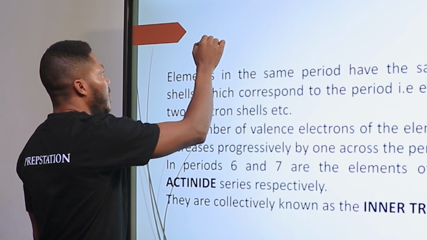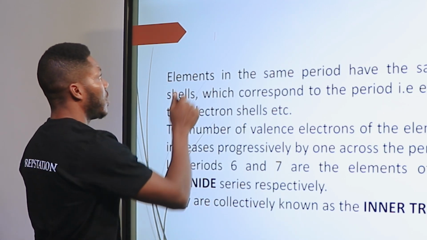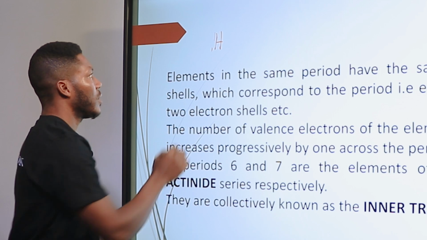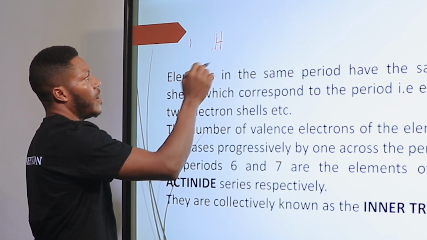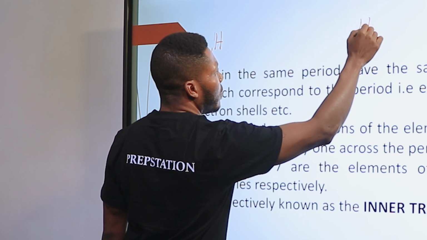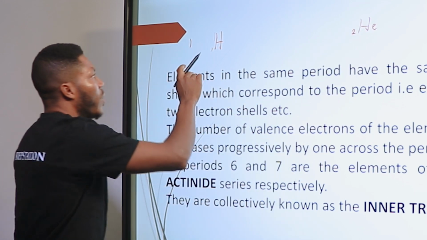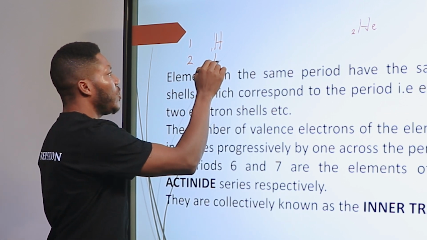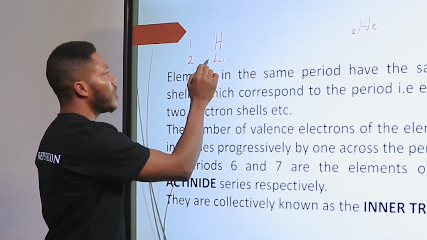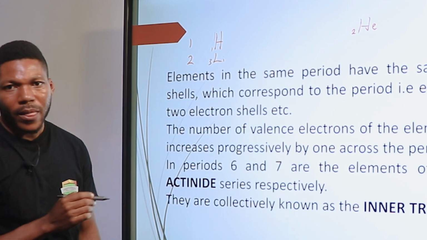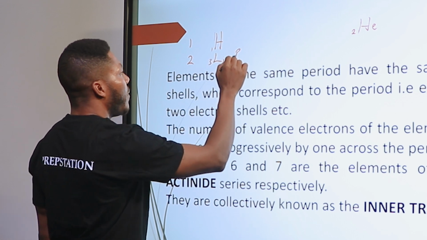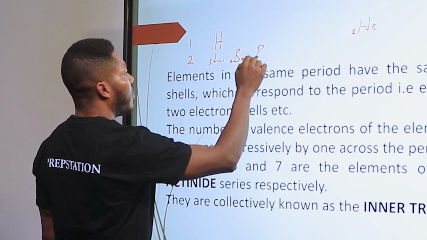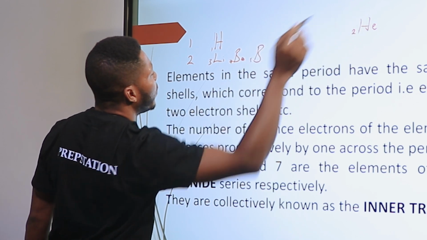For example, this is hydrogen. Hydrogen is the first element with atomic number 1. Now this is a period 1 element. The next one is helium, atomic number 2, an addition of 1. If you go to period 2, we have lithium. Lithium has atomic number 3, followed by beryllium, atomic number 4, followed by boron, 5, and so on and so forth.